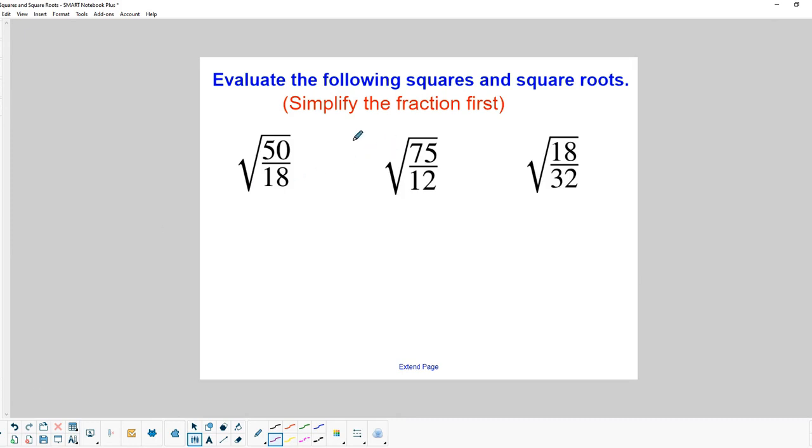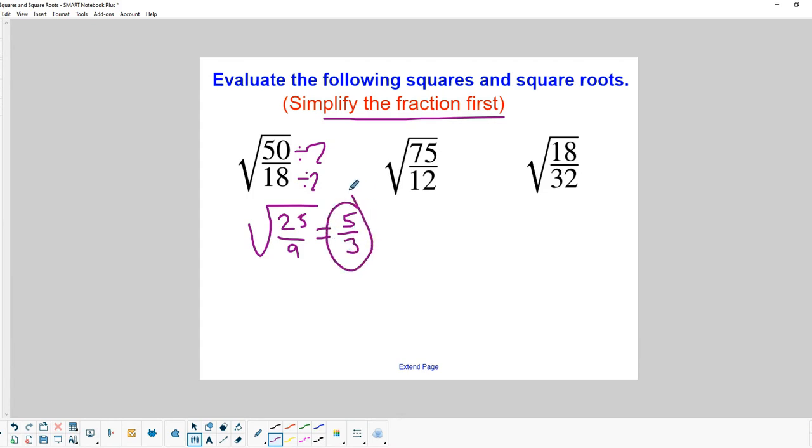Okay, what about these? Here it says to simplify the fraction first and then find the square root of each one. So 50 over 18, I can divide that by 2, divide this by 2, and that would give me the square root of 25 over 9. And then the square root of 25 is just 5, and the square root of 9 is 3. So pretty slick.